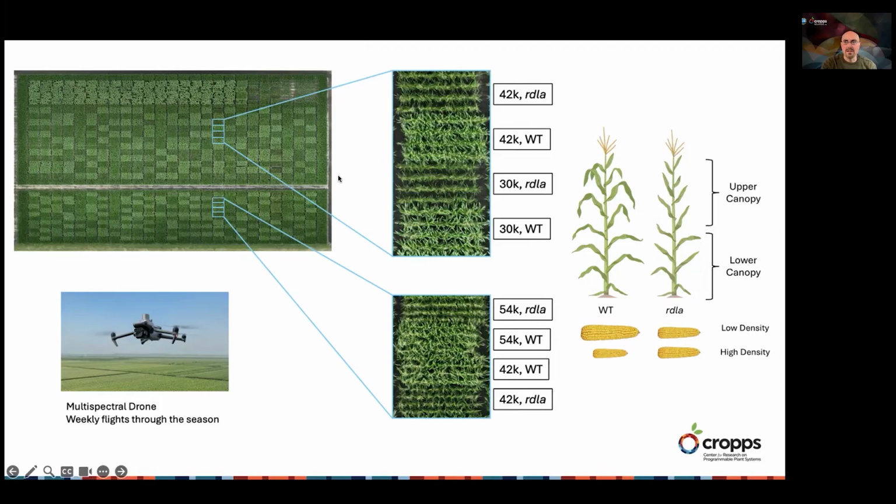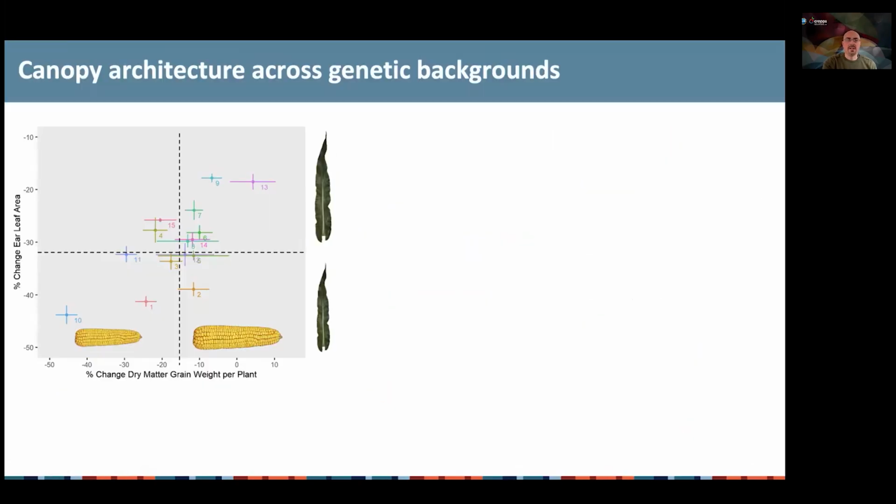In the zoomed-in boxes, you can clearly see the difference between the wild-type and the RDLA mutant hybrids at different planting densities. To study the impact of these leaf area changes on canopy closure and yield, weekly drone flights captured multispectral images of the trial, which are currently being analyzed by the Robbins Lab. So what did the yield data tell us?